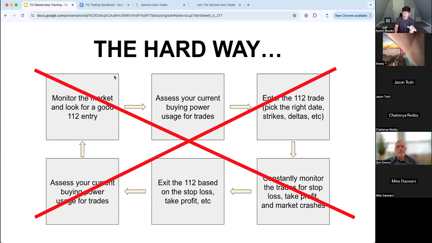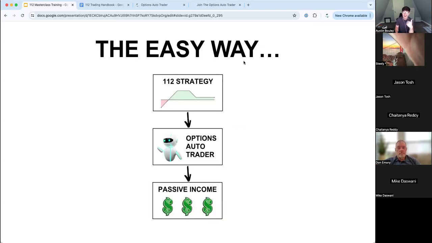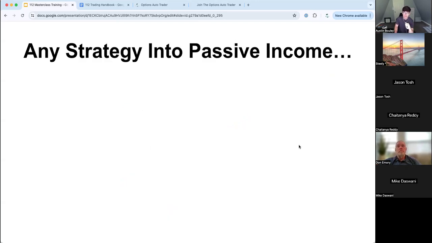So no longer do we have to trade 112s the hard way, which means no longer do we have to constantly watch the market, turn it into hedges, and do anything like that. Now we can do the easy way, which is taking the 112 strategy, plugging it into the options auto trader, and allowing that to print money for us. Again, that doesn't mean we're not going to have losses, but it does mean we remove the emotion and we let it do it for us.